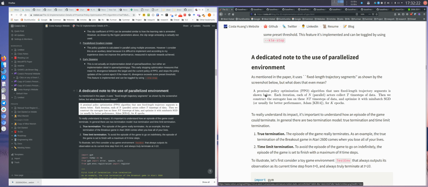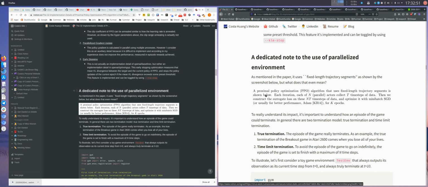PPO algorithm that uses fixed length trajectory segments is shown below. Each iteration, each of the n parallel actors collect t time steps of data. Then we construct surrogate loss on these n times t time steps of data, then optimize with minibatch SGD. So I think this is a very crude oversimplification of what is happening.